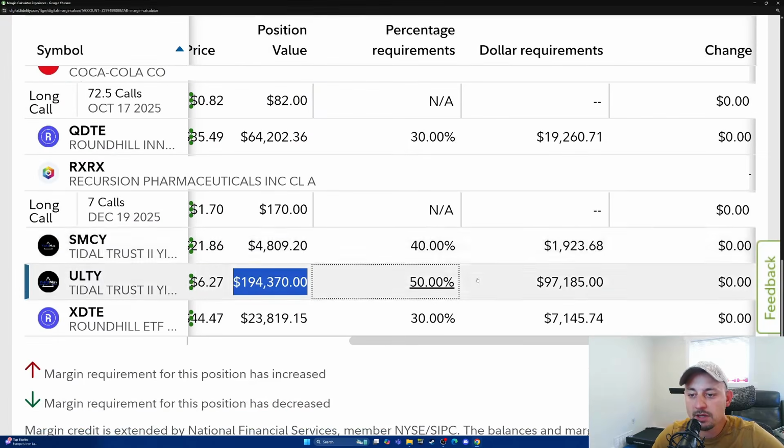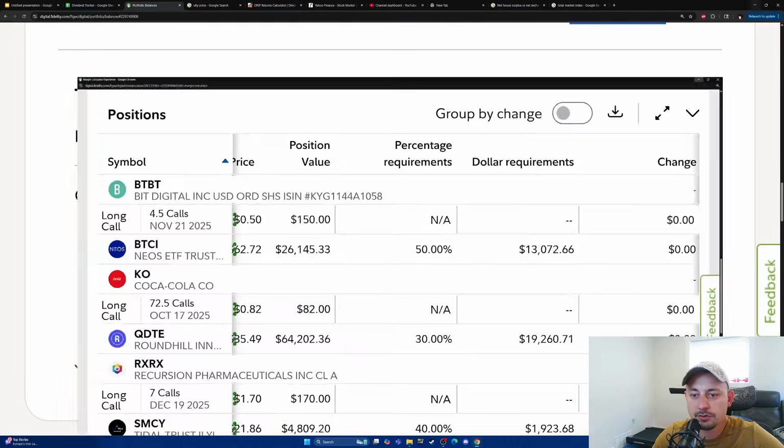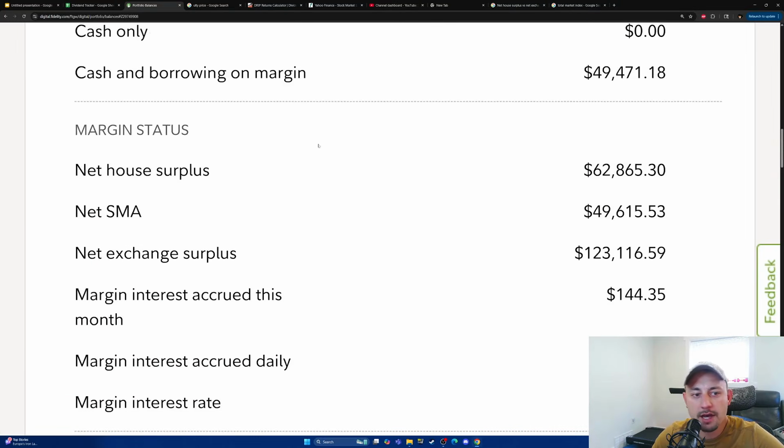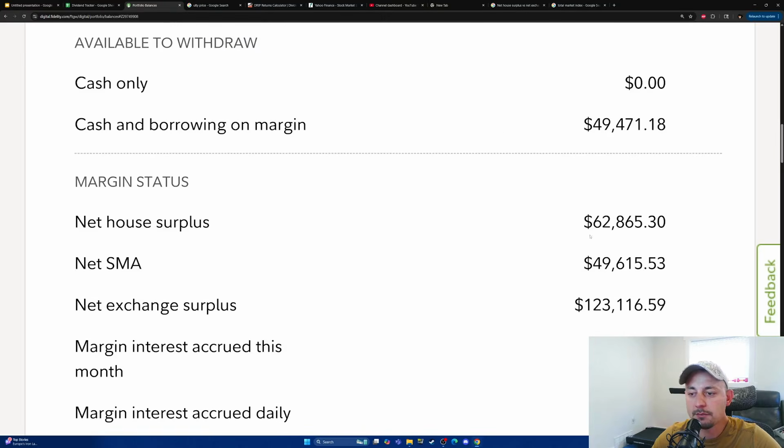I hope this is clear, and we'll just go back to this other screen. As you can see here, my buffer, net house surplus, is $62,000. Now, if I wanted to increase this buffer, some things I could do is lower my position in XDT or QDT, which have a lower margin maintenance of 30%, and reduce my margin on Alti in order to have a larger surplus. Now, I'm getting much higher dividends from Alti, and that's one of the reasons that I'd prefer to keep it as it is right now. So that is my buffer.